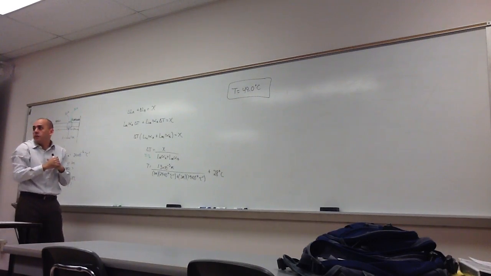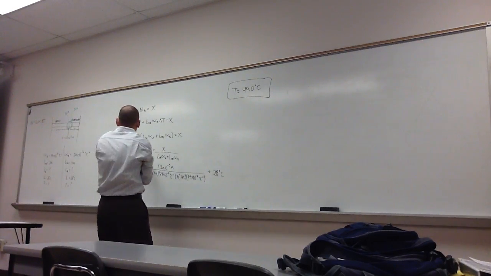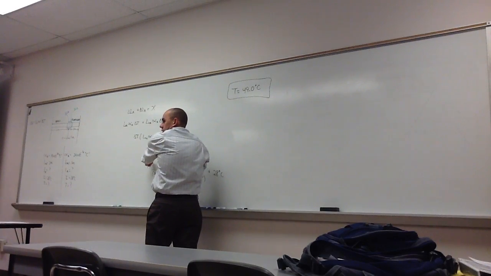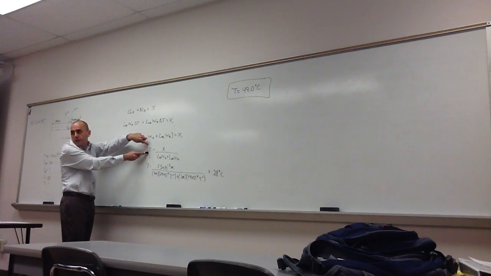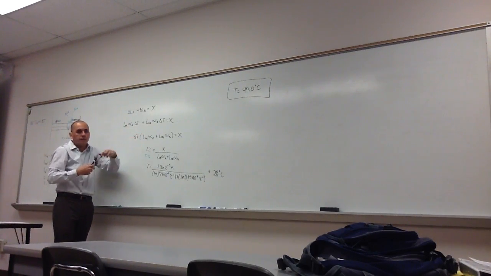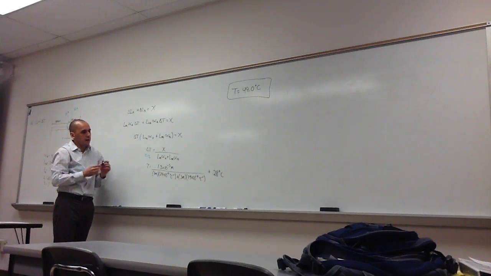Where did that plus 28 come from? This was adding over the initial T, and so the initial temperature was 28, and so this was delta T, where that is T minus T naught, and then just added it on to the 28. I see.